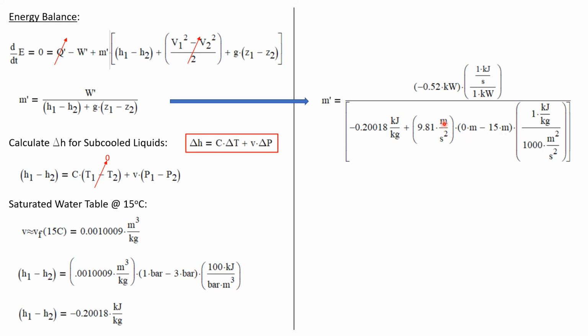And now we have meters squared per second squared. And as you recall from previous work that we've done, 1,000 meters squared per second squared is equivalent to 1 kilojoule per kilogram. That'll get our units lined up, and we can conclude this calculation. The mass flow rate is 1.498 kilograms per second. And that's how we do that pump problem.